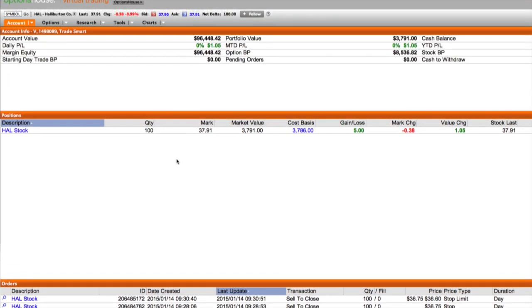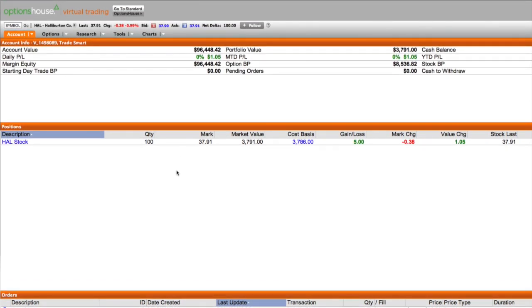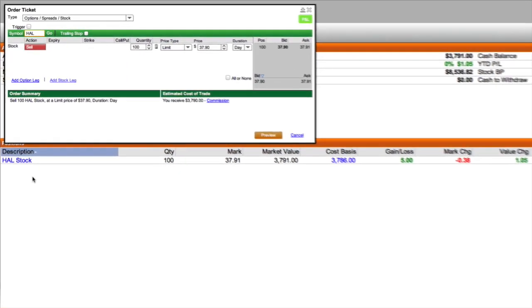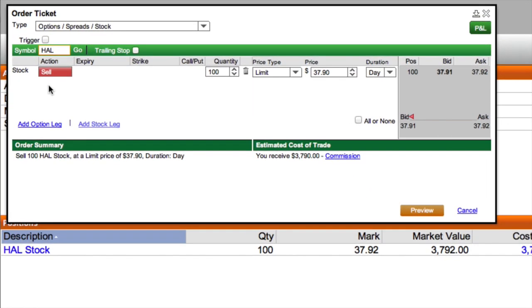Okay, so now the final stop that we want to place here in Options House is the trailing stop. So let's take the same trade. We'll take our Halliburton trade, and we're going to click on Sell Halliburton. And notice again, the field has been propagated. We're going to sell it. And if we come over to the right, we want to do a market order.